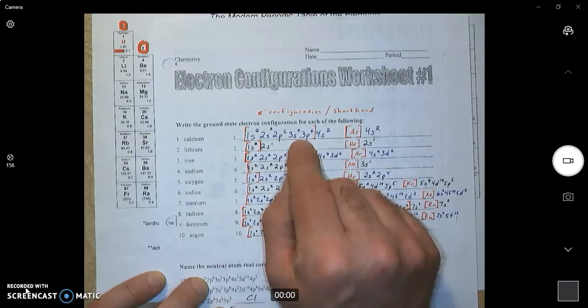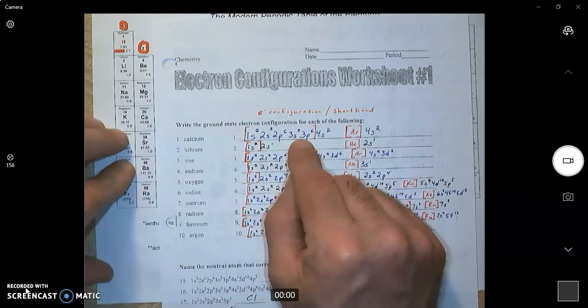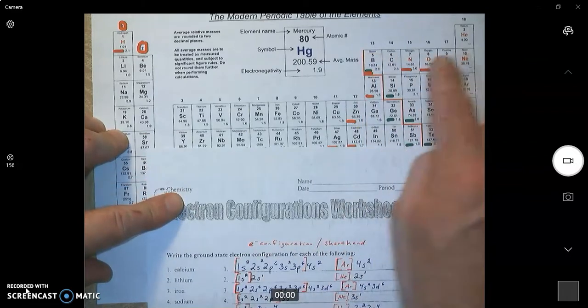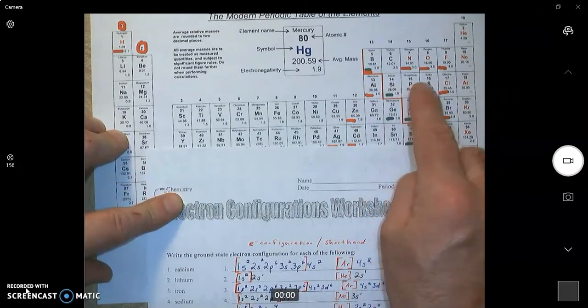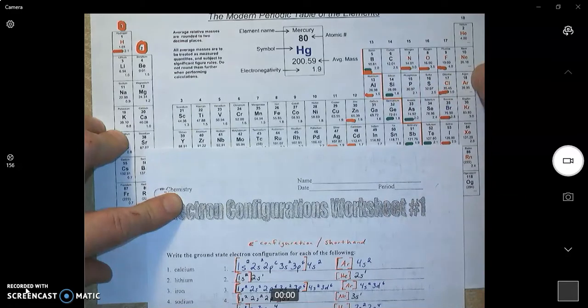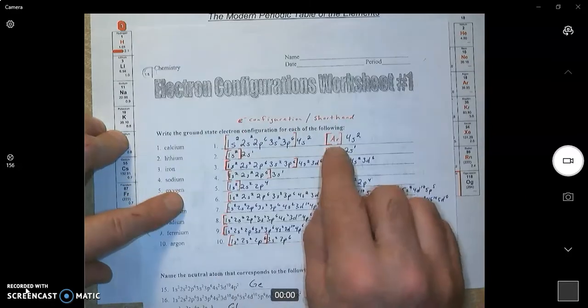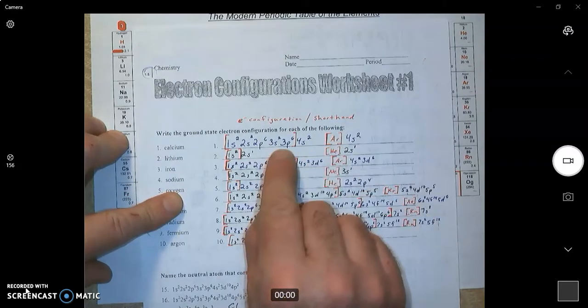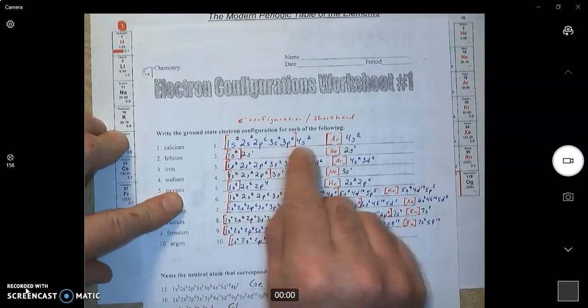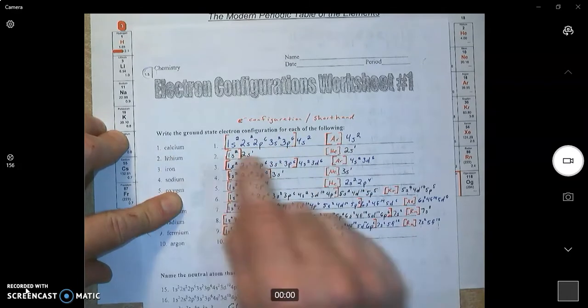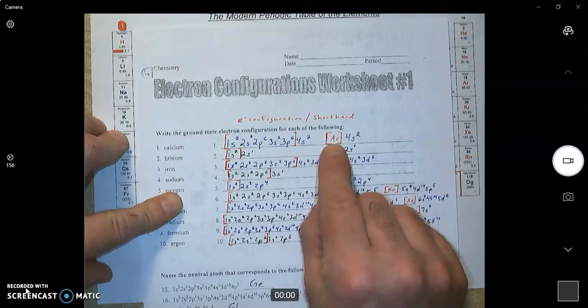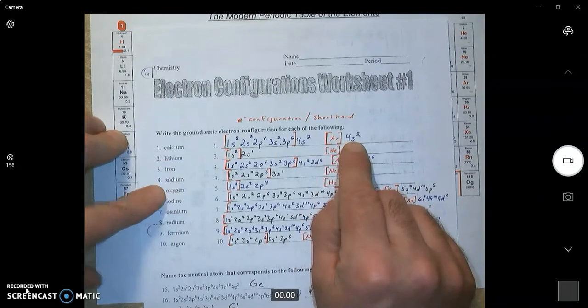3p6. What element is in the 3p6 position? 2p, 3p, 1, 2, 3, 4, 5, 6. So again, argon in brackets would be everything through 3p6. That's what argon is. So calcium is, in shorthand, argon and 4s2.